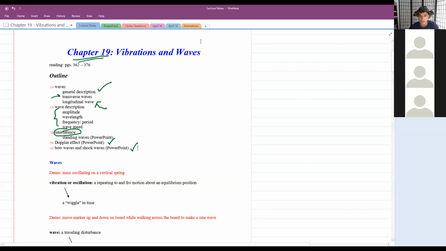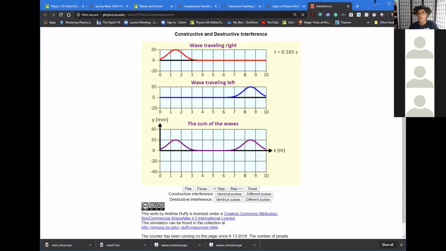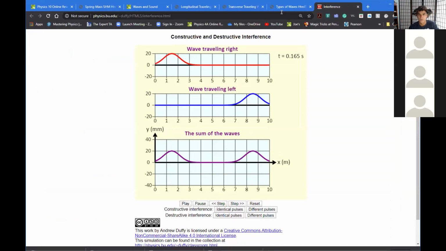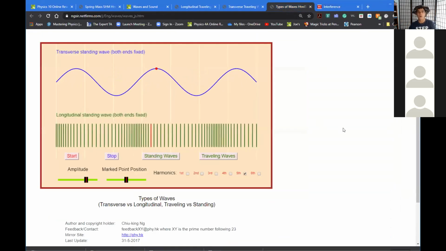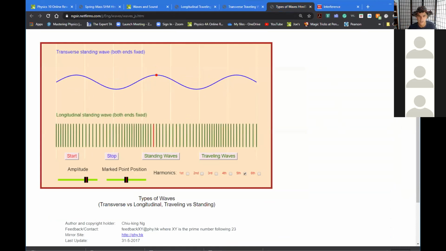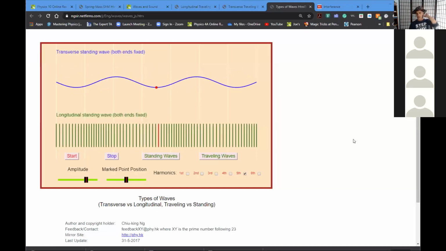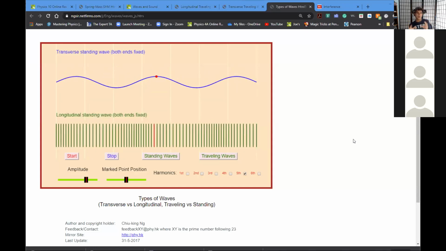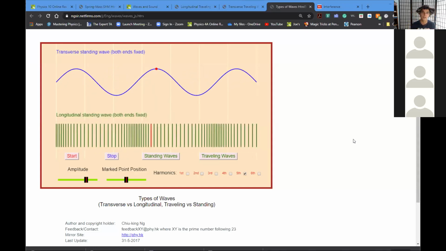So let me do a new share for a second and just show you a quick example of a wave. All right, let me move this, types of waves. Can everybody see this new screen? Actually, let me just stop this share for a second and do a new share screen. Okay, so both types of waves are shown.